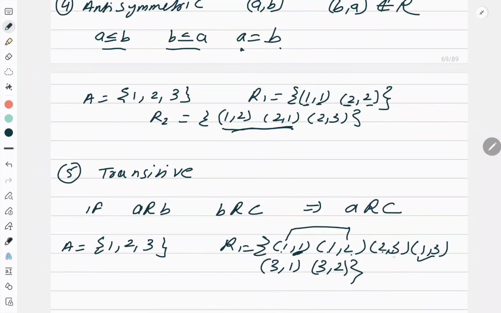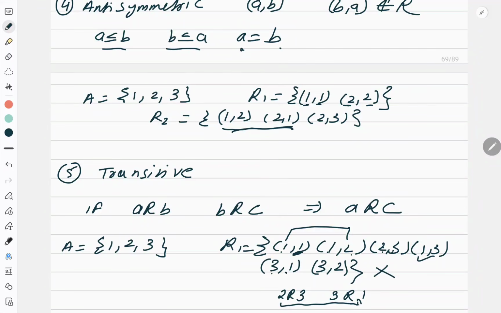Now (2, 3). It is ending with 3. So search for the pairs starting with 3. So (3, 1). So (2, 1) should be there. Is (2, 1) there? No, (2, 1) is not there. See, here I am saying 2 is R-related to 3 and 3 is R-related to 1. So for transitivity (2, 1) should be there. But (2, 1) is not there. So it is not a transitive relation. Because (2, 1) is not there, it is not transitive.